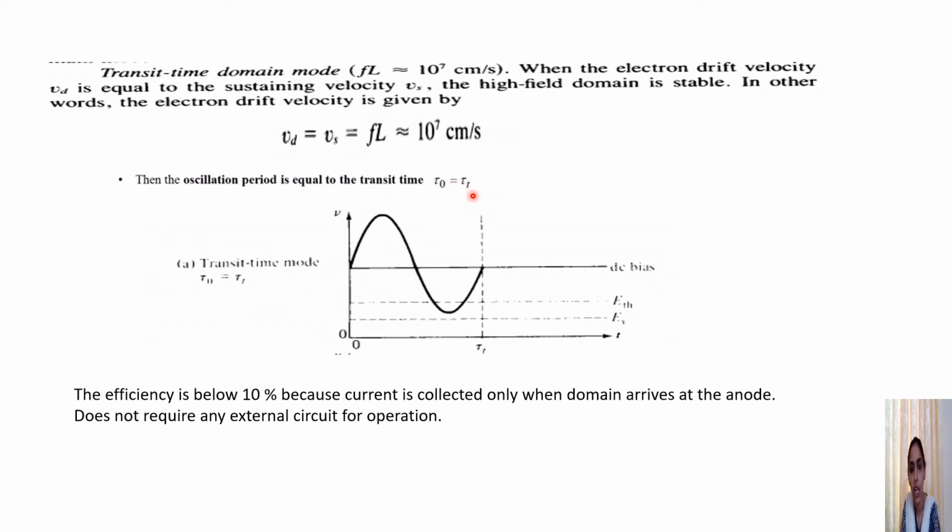So in this condition, the high field domain formed will be stable and the domain will be collected only when it reaches from the cathode to the anode. So when you are observing here the particular signal, it is getting completed at time period t is equal to tau t, that is the same as the transit time through the device. But since the current will be collected only when the domain arrives at the anode, the efficiency will be less. It is only say 10%. Now this type of domain mode does not require any external circuit for operation. That is, the time period of oscillation will be the same as the transit time through the specimen.